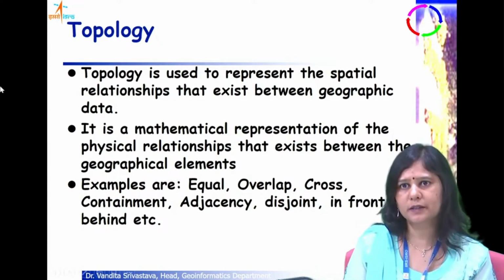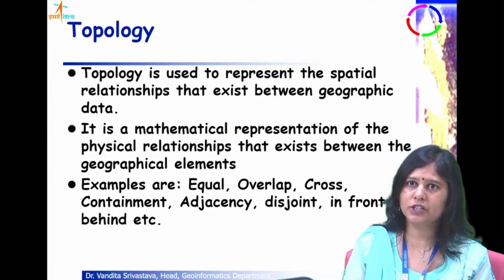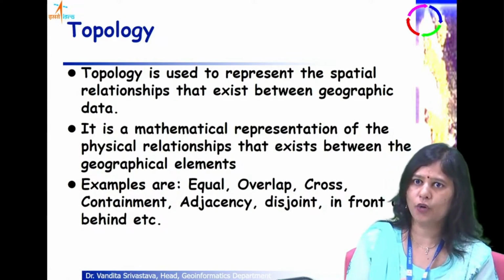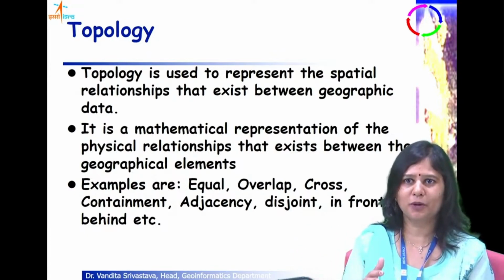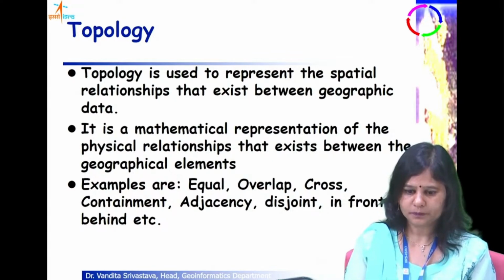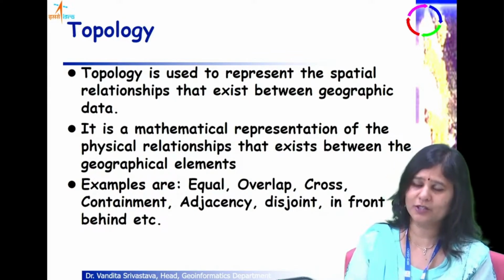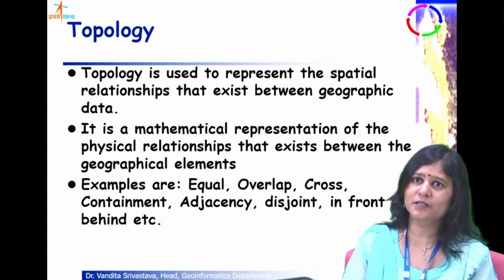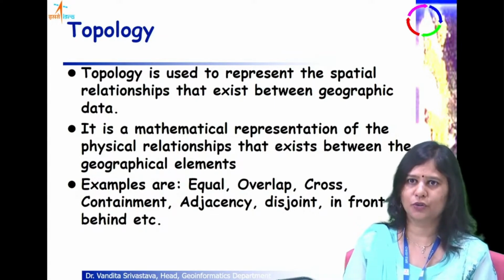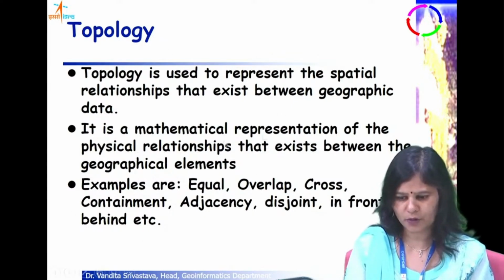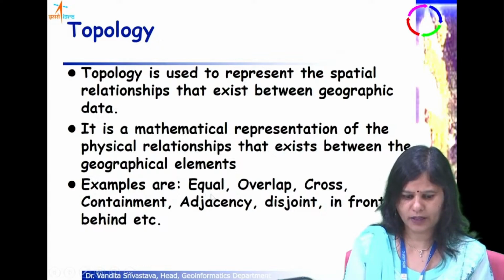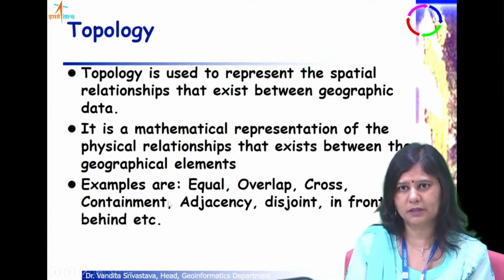So topology is the concept that provides representation. It is a mathematical representation of the spatial relationships. We are not talking about any other type of relationships. We are talking about the relationships that pertain to the geographic space. So it is a mathematical representation of the spatial relationships that exist between various geographic features. I'll give you examples of what is topology, and how we achieve it by making certain tables. Those tables are connectivity, contiguity, and containment.